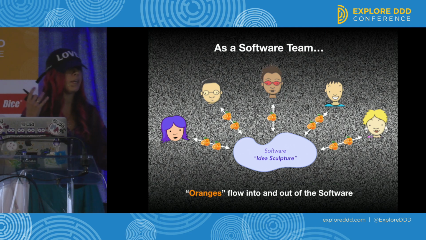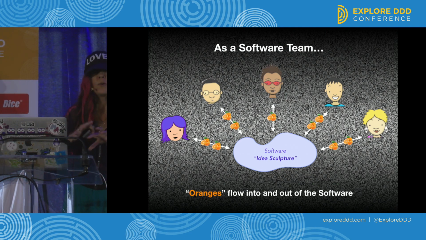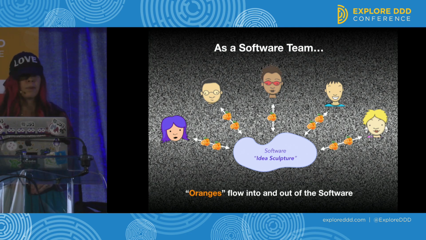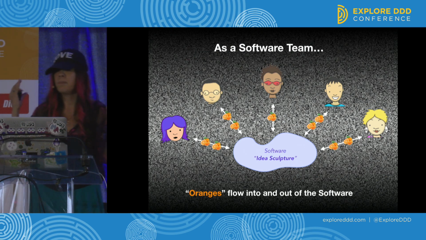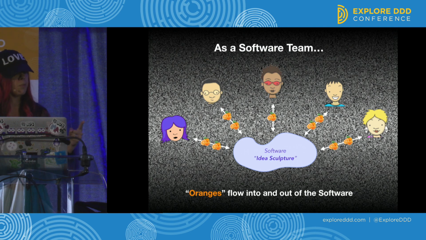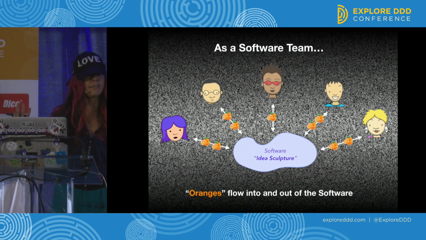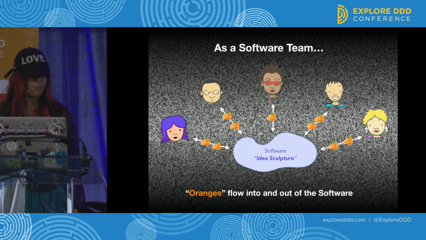So I've got an idea in my head, and I want to mold the code like clay to kind of represent that idea in my mind. Or there's an idea represented in the software, and I want to get that into my mind, right? And so we've got this flow of oranges between our minds and what's going into the software.